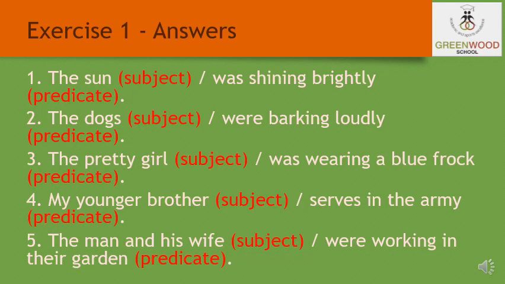My younger brother serves in the army. My younger brother is the subject. Serves in the army is your predicate. The man and his wife were working in their garden. Who is working in the garden? The man and his wife, which becomes your subject, and the rest of the information is your predicate. Give a clap if you have done it right.